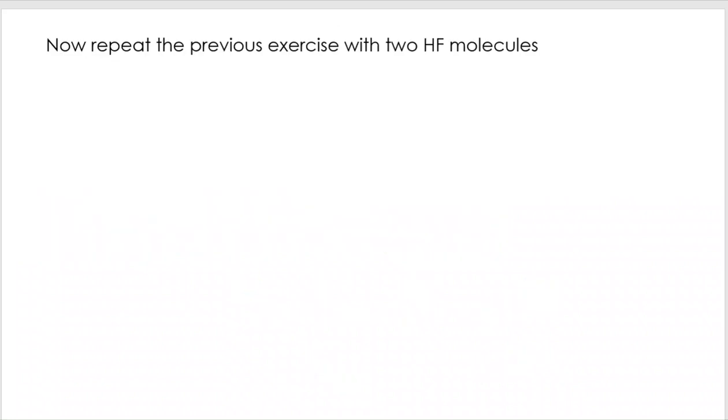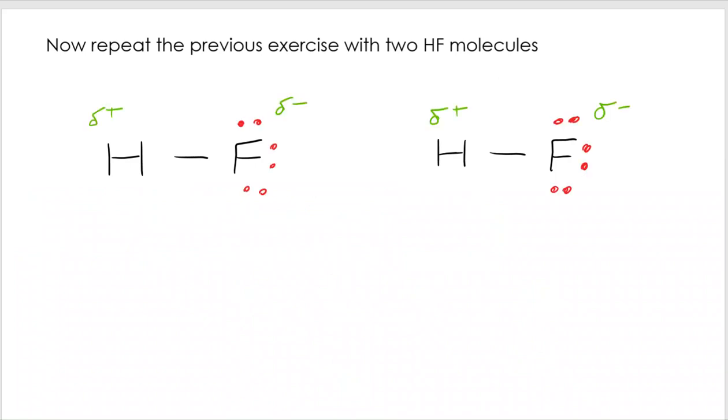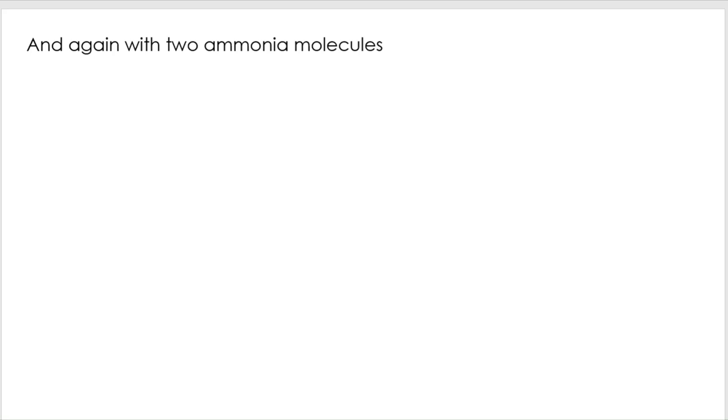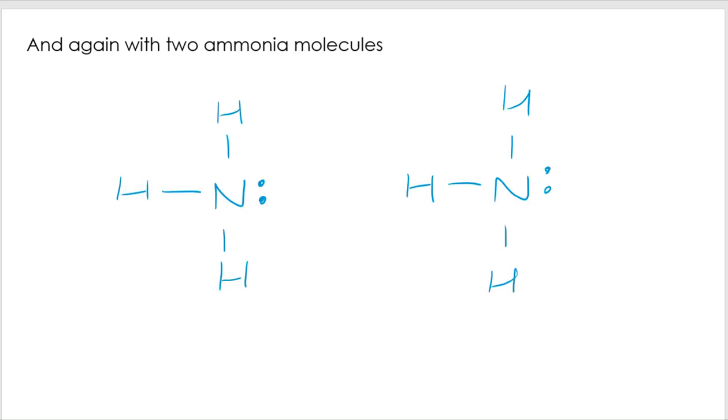Let's take a look at another example. Try it for HF. So I draw out my 2 HF molecules, I add all of my lone pairs and my partial charges, and we can see here again that there is a hydrogen bond between the very delta positive hydrogen and a lone pair on the very delta negative fluorine. And we'll do this again with ammonia. I can draw out my molecules, I've included my lone pairs. I'm now adding on my partial charges. And I can see there will be a hydrogen bond between the lone pair on the N and the very delta positive hydrogen.